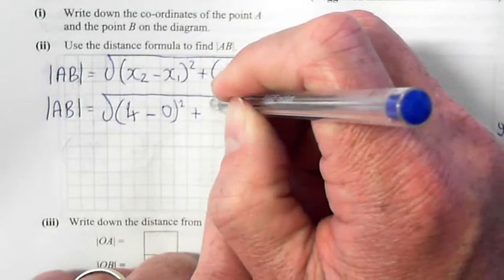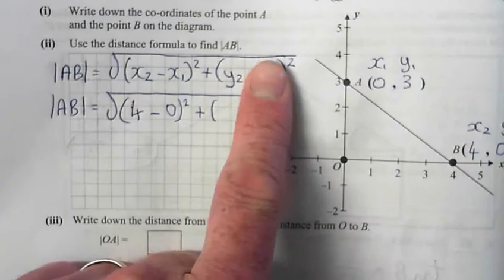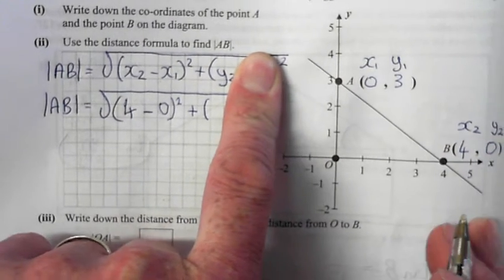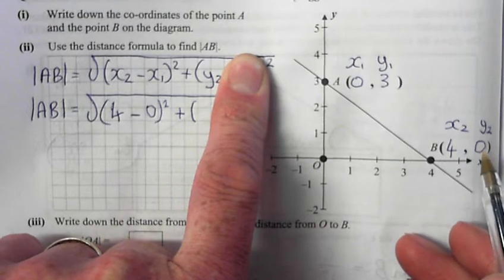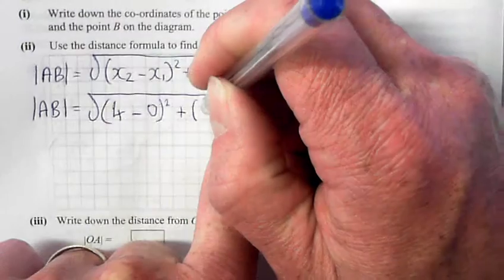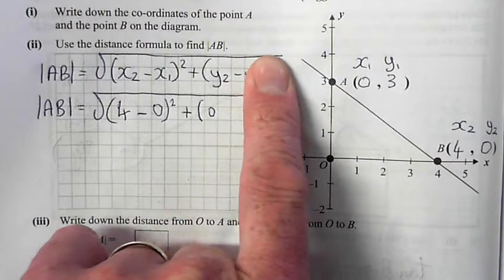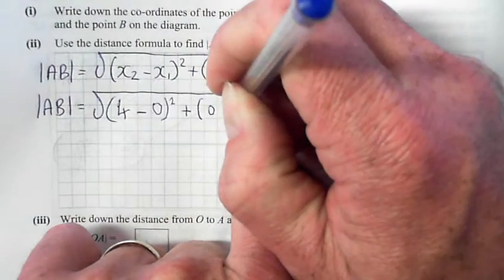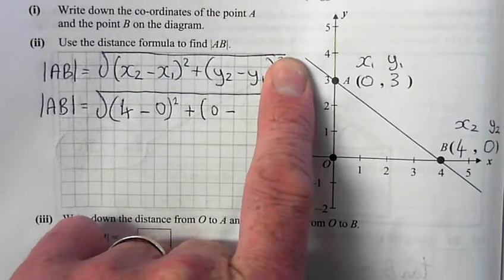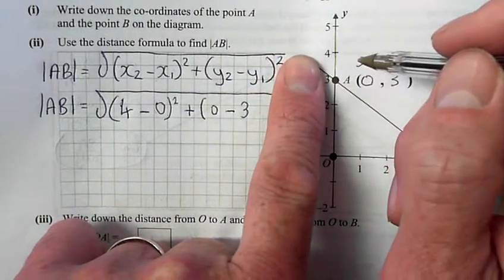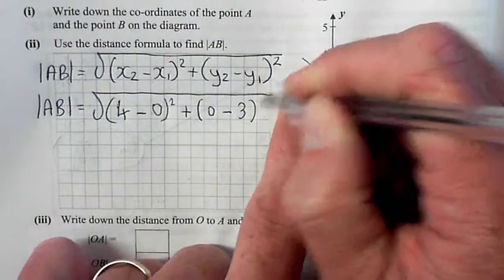Next thing is the brackets. Next thing is y2. What is that? y2 is 0. What's the next thing? A minus. What's the next thing? 3. y1 is 3. The next thing is brackets. The next thing is the squared.